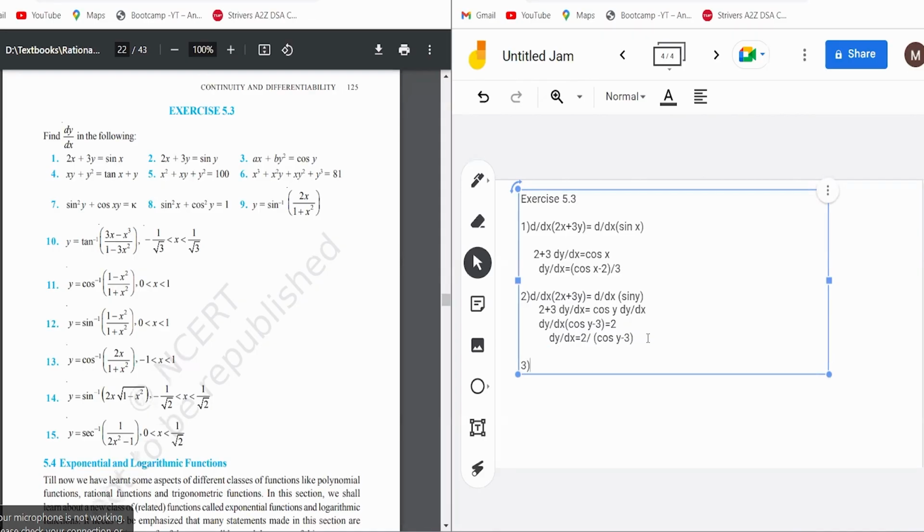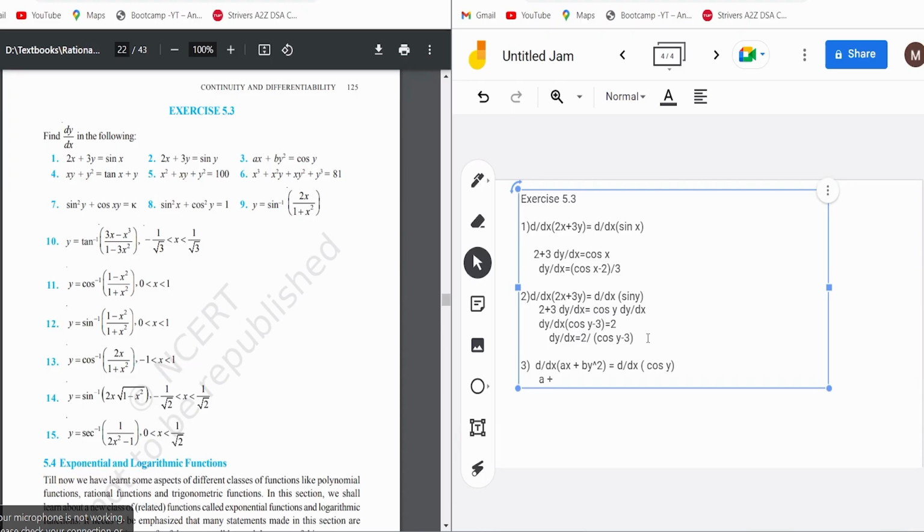आगे चलते हैं क्वेश्चन नंबर 3 पे. क्वेश्चन नंबर 3 में क्या दिया हुआ है, दोनों तरफ डिफरेंशिएट करना है, तो अपन लिख लेते हैं साथ में: ax plus by squared equals d by dx of cos y. ठीक है, तो अपन को ये करना है, तो d by dx of x would be a.